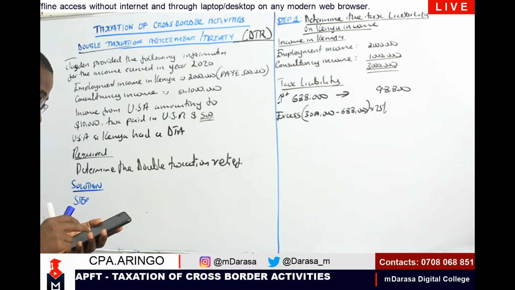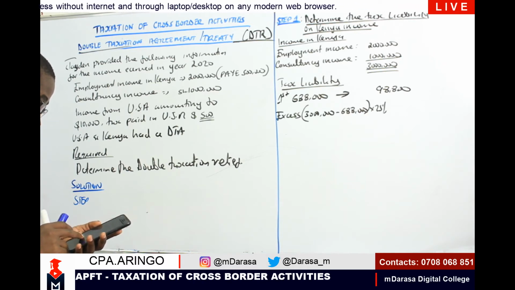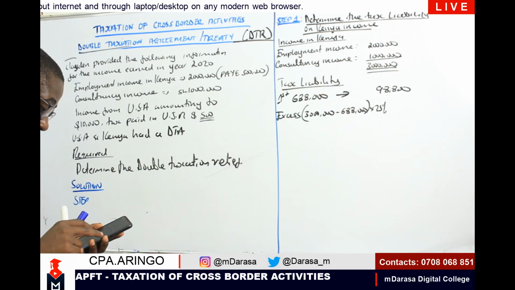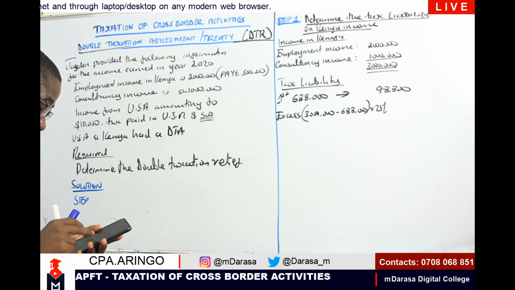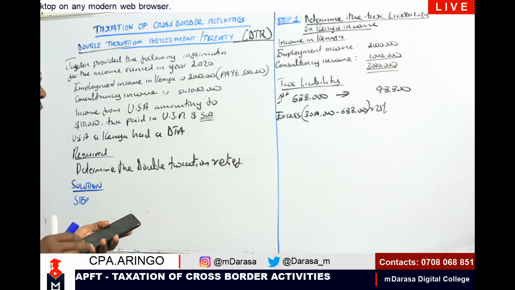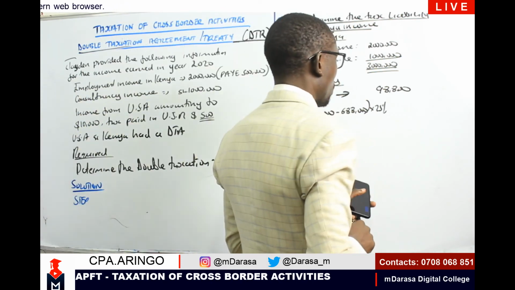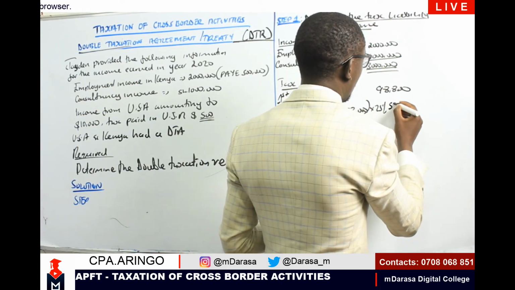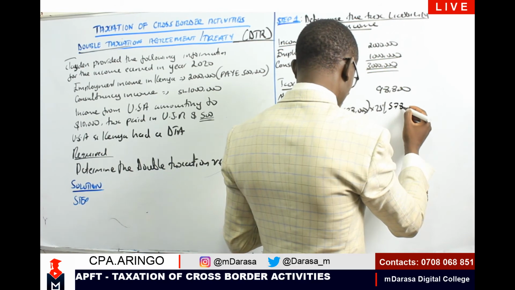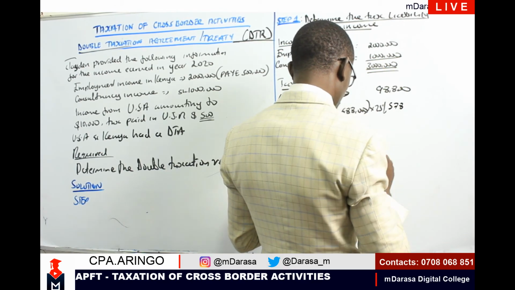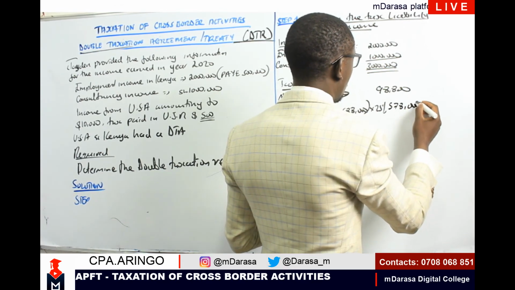Of course, I'm having 2,312,000. We multiply by 0.25. So therefore, we should be talking of 578,000. I'm going to talk of 578,000, right?